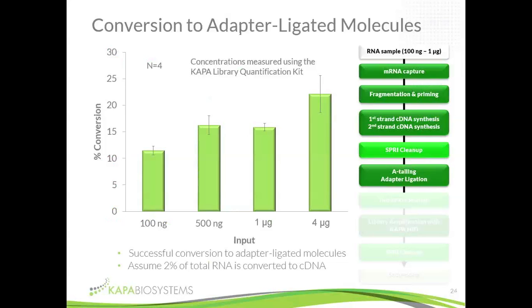Shown here are the conversion rates using our UHR sample again. We observe a successful conversion to adapter ligated molecules falling in the range of 10 to 20%. As expected, the conversion rate also increases as the amount of RNA input is increased.